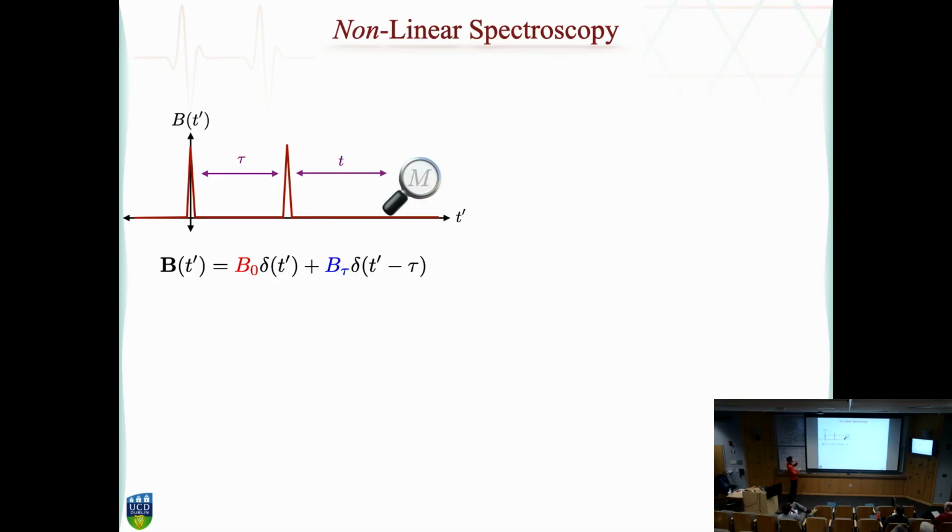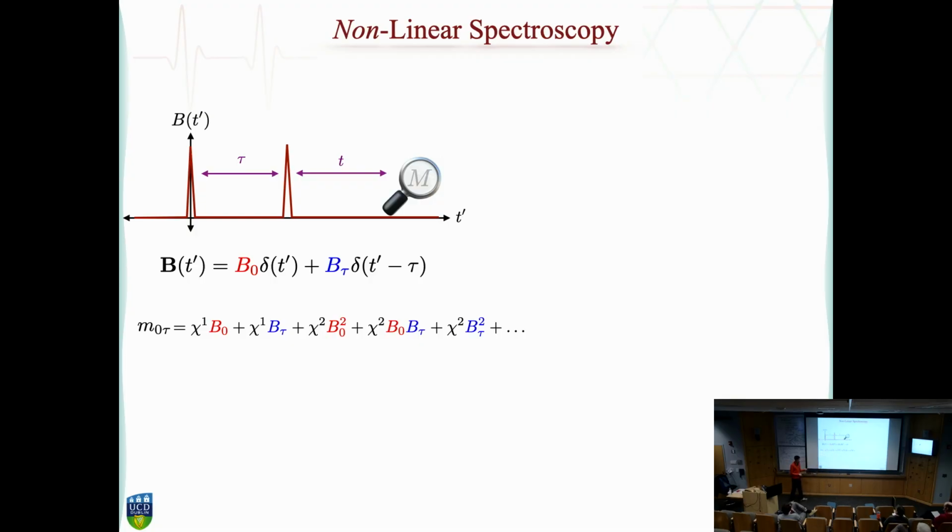In the previous example I did a single pulse. I'm just going to put two pulses in. There's a time delay tau between these two pulses, and a second time delay t between the second pulse and when you actually measure the magnetization. So the magnetic field I can now write as two delta functions, a uniform magnetic field. Then I can expand the induced magnetization like this. I get these linear terms. I've also now written down these chi2 terms, so these are the second order terms.